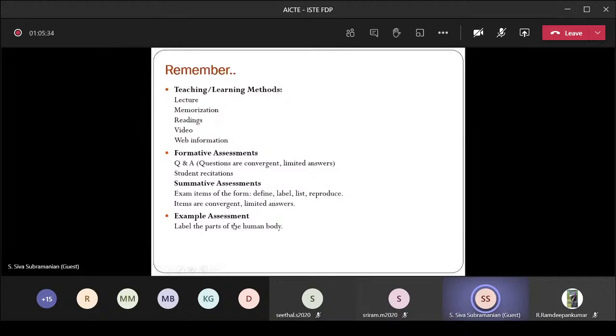So the example is label the parts of a human body. A question like that doesn't need any big skills. They just have to remember the different parts of the body. They just have to recite it, right? So this is one type of question.